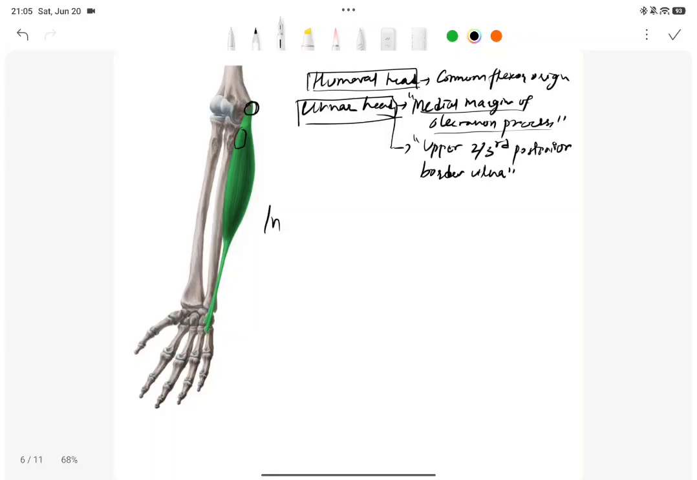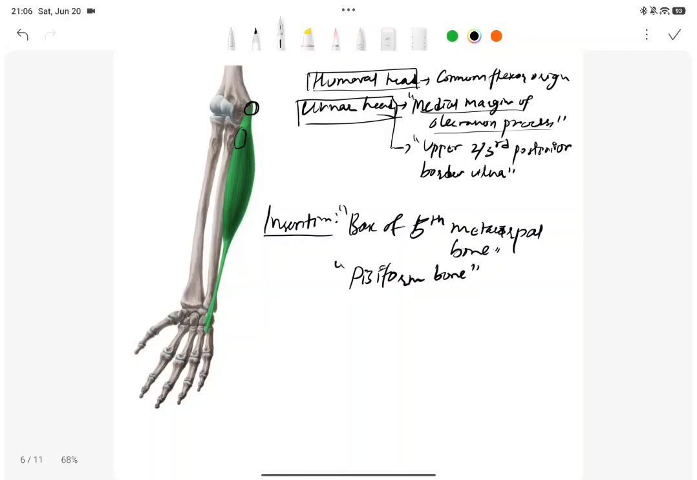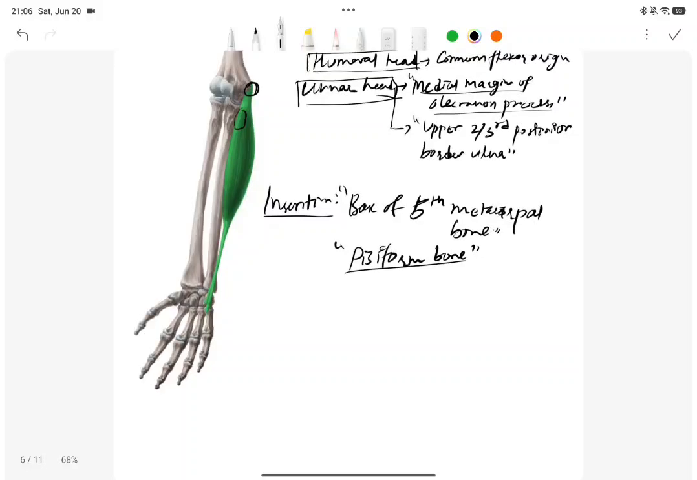And insertion है. Insertion कुरा गर्यो भने it is inserted in the base of the fifth metacarpal bone. And also in the pisiform bone. There is also pisiform bone, which is a sesamoid bone. It is also inserted in the pisiform bone and to hook of hamate. So hook of hamate र pisiform bone मा insert भएर also it inserted in the fifth metacarpal bone and the pisometacarpal ligament.